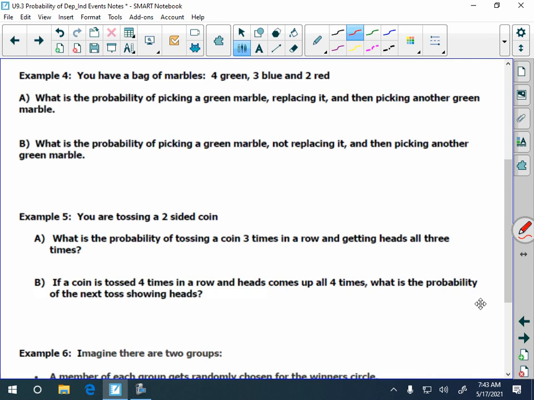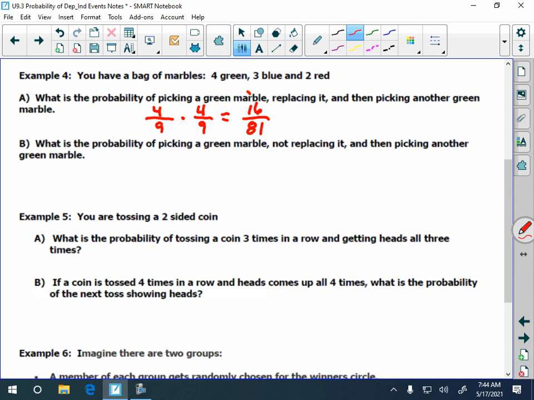Well, we know there's 4 green. And then there's a total of 9 marbles in the bag, 4 plus 3 plus 2. We're going to take that green marble, we're going to put it back in the bag, and then we're going to pick another green marble. So it means that we have another 4 out of 9 chance. And we can multiply those together, 16 over 81.